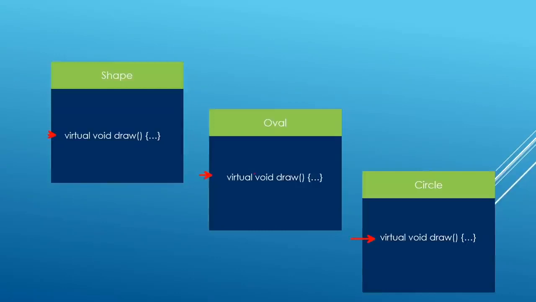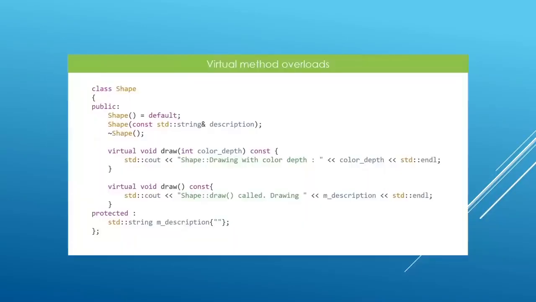But what happens if we introduce the concept of overloading and mix that up with overriding as we have seen so far? So suppose we do something like this. This is our shape class. It is going to have two versions of the draw method. We have one that takes one parameter. For example, this could be the color that we want to draw our shape with. And another one is not going to take any parameter. And these are two overloads of our virtual method here.